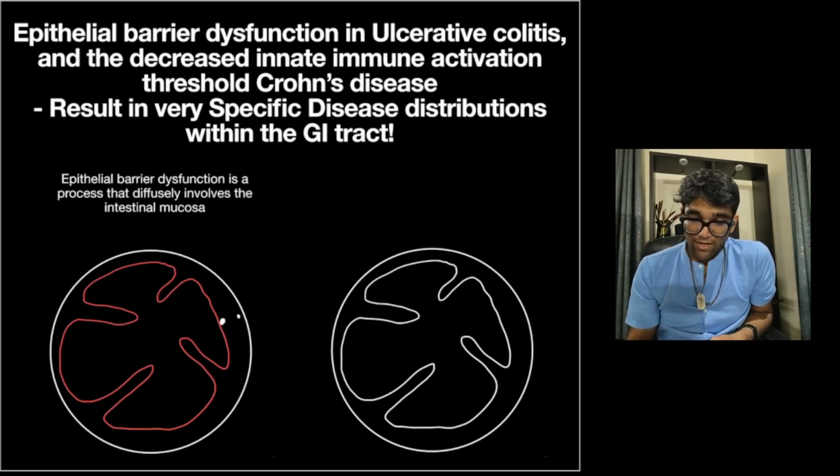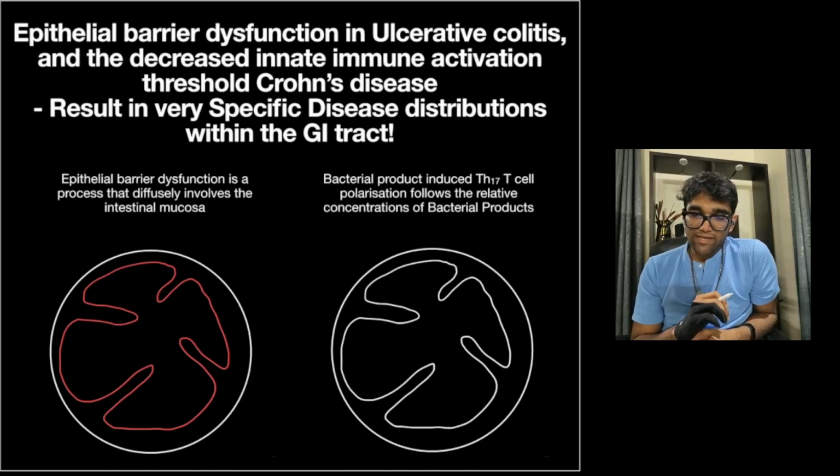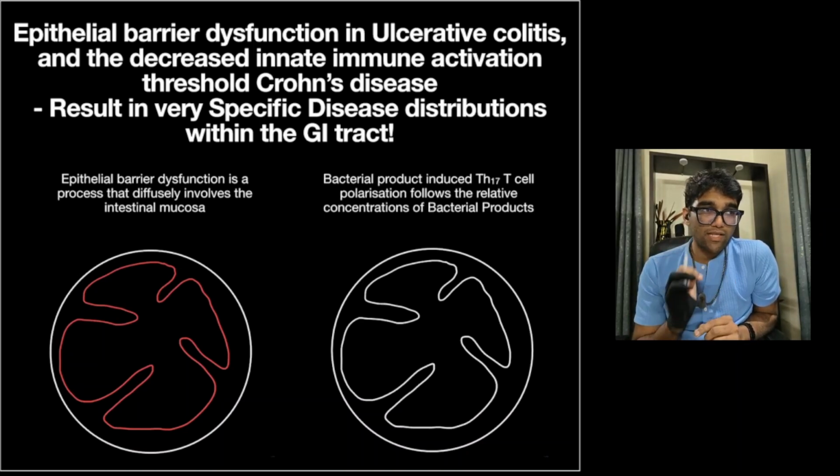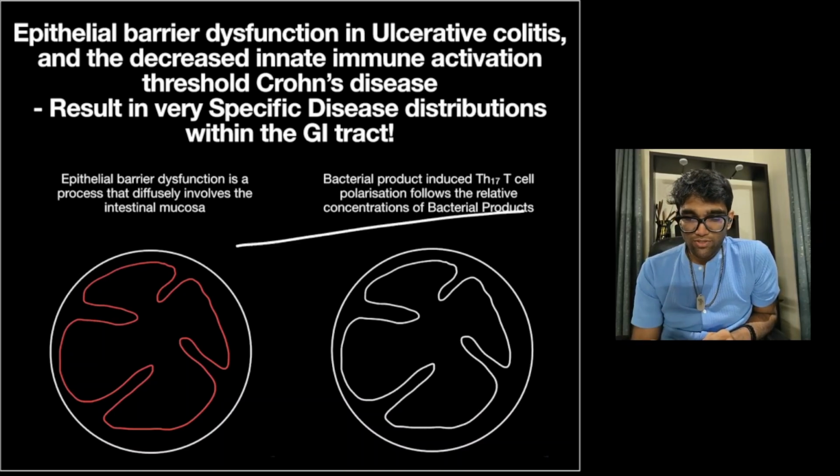Interesting, right? Now on the other hand, when you have a Th17 polarization due to decreased innate immune threshold, wherever the threshold is crossed, that is where you will have the inflammation. Okay, so another thing is, obviously this is a cross section of a longitudinal structure like this.